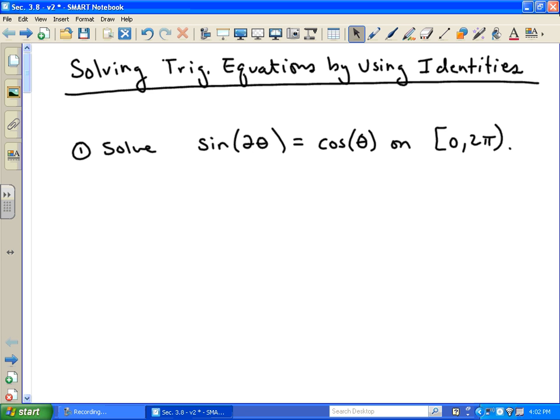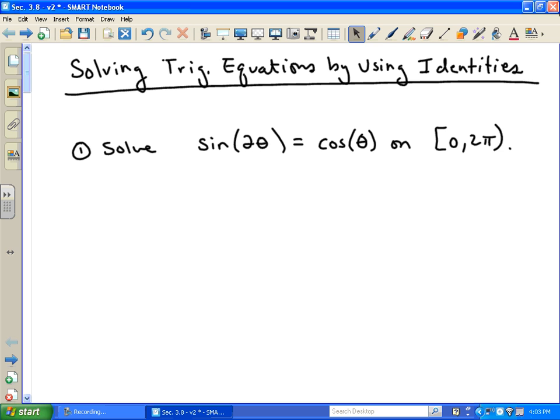We can't solve a trig equation unless we change all of our functions into the same trig function. The second problem is we have different angles in this particular problem. We have a 2 theta, a double angle, and we have a single angle. We must have all of the same angle if we're going to solve a trig equation.